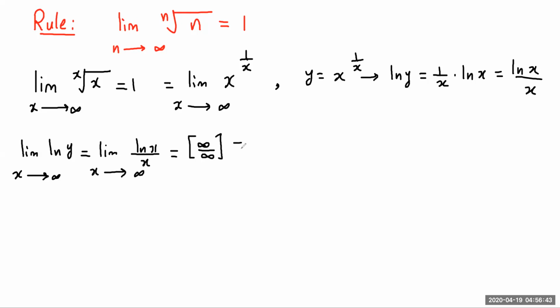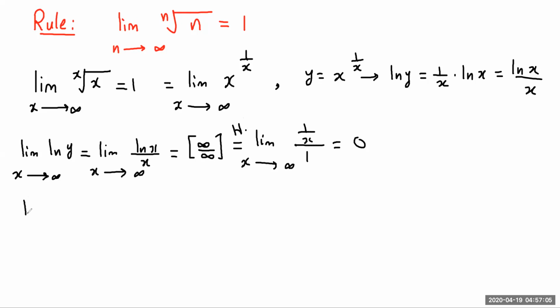Let's use L'Hopital's rule. It's the derivative of ln x, which is 1 over x, divided by the derivative of x, which is 1. When x goes to infinity, the final answer is 0. So 0 is the limit of ln y. So how to calculate the limit of y?